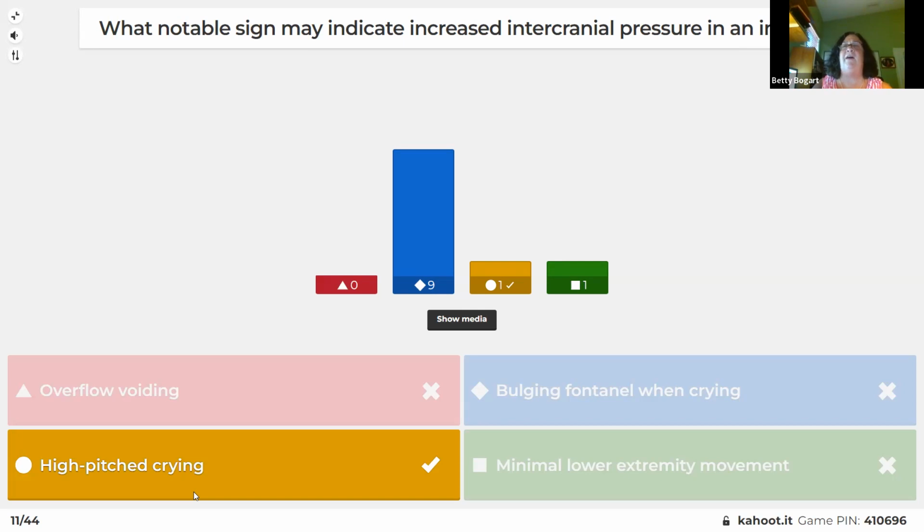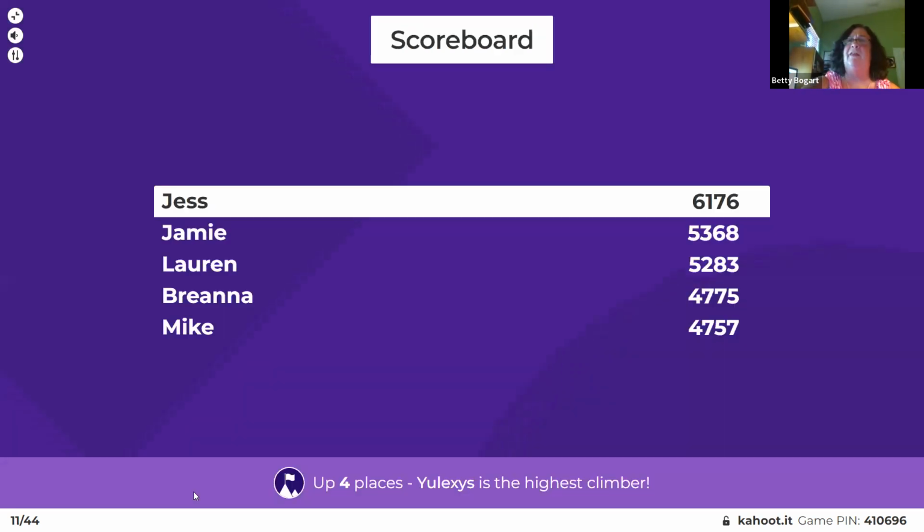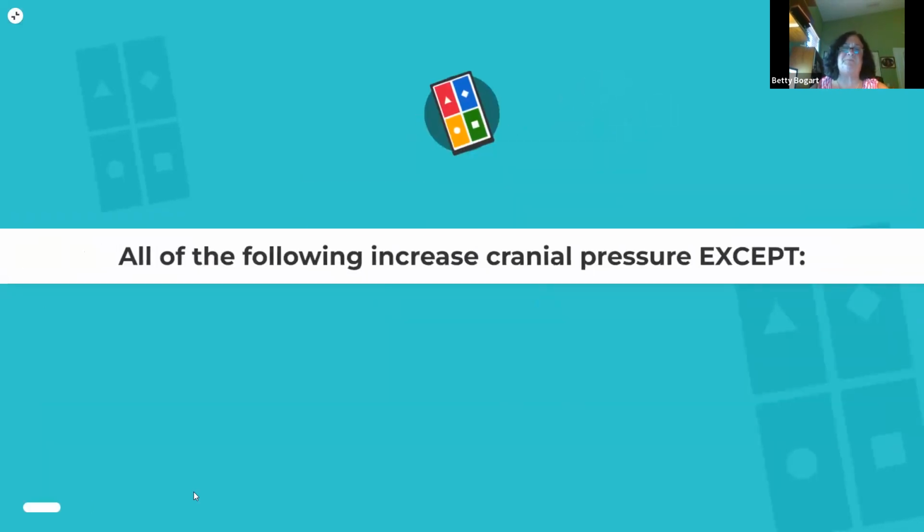Infants have the way of telling us what's going on, just like with respiratory problems and not doing well, not breathing good, they start grunting and nasal flaring. Well, in neuro problems, intracranial pressure, it's that high-pitched cry that they show us. They're very subtle in how they talk to us.